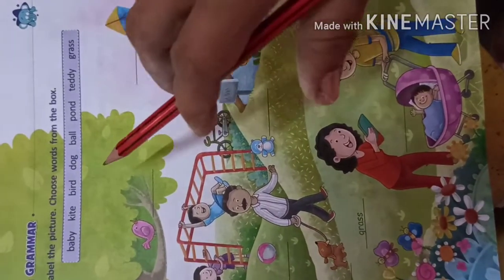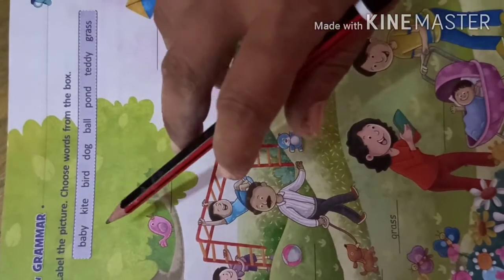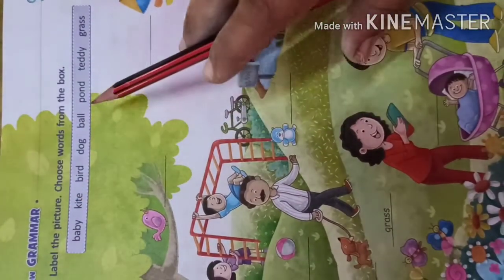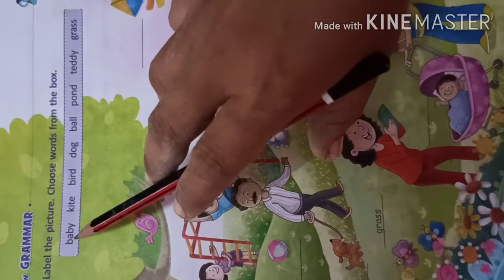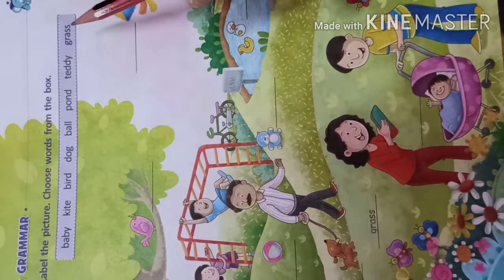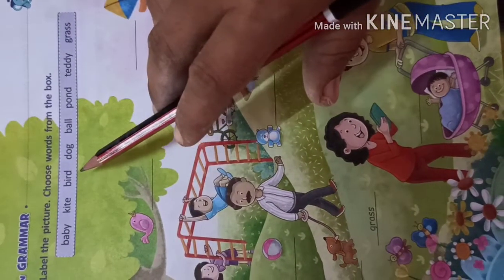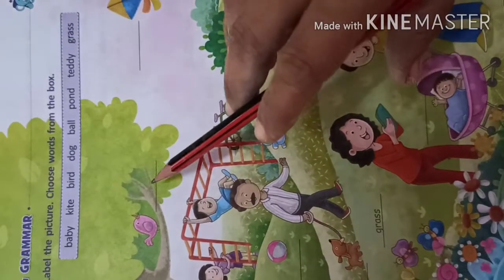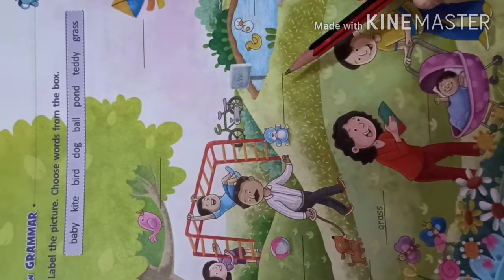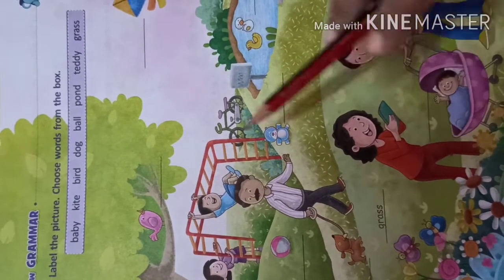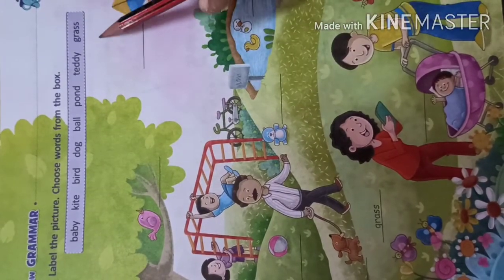So this is the grammar. The next page, page number 11, the grammar part. Label the picture, choose words from the box. Here they have already given the answers in the box. We have to choose the correct word and then write it in the blanks. They have given the blanks here near the picture. So we have to write the correct answers from this box.